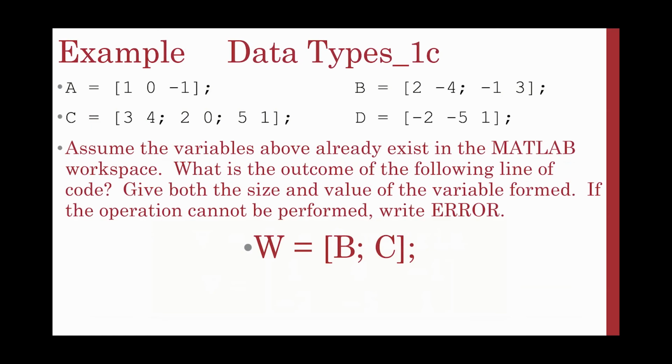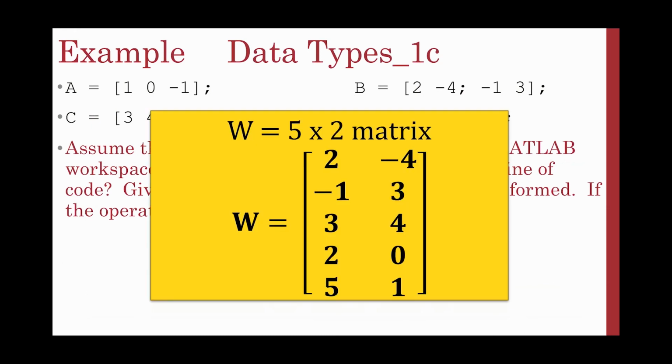If we try this one where w is equal to b semicolon c, well, first of all, b is a 2×2 matrix, c is a 3×2 matrix. We're actually going to get a 5×2 matrix. MATLAB does rows then columns.